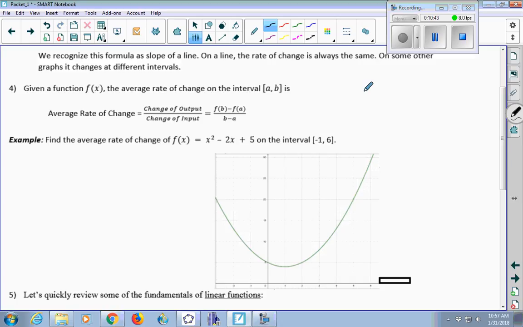So let's find the average rate of change between the numbers -1 and 6 inclusive. So remember, for some of you who are just learning this, this is an interval. This is interval notation, and it talks about all x values less than or equal to 6 and greater than or equal to -1.